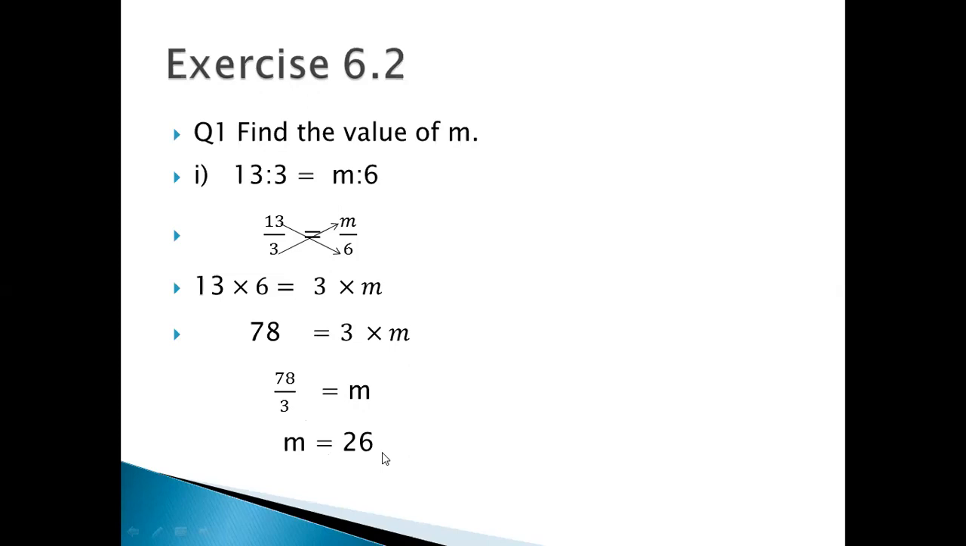If you check this exercise 6.2, question number 1 has 6 parts. In all parts you have one unknown value m, and 3 values are given. So you write the ratio in the form of a fraction, and then you do cross multiplication. After cross multiplication, the two values multiply, and the value which multiplies with the variable is shifted to the other side, where it will be divided.